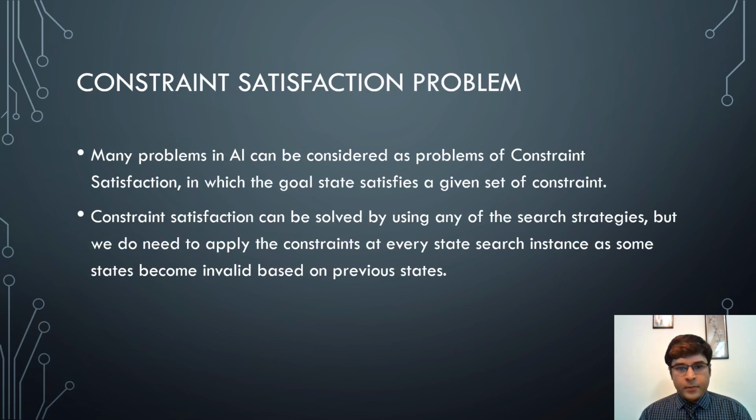So in this slide, we'll be learning constraint satisfaction problems. Many problems in AI can be considered as problems of constraint satisfaction, in which the goal state satisfies a given set of constraints. Constraint satisfaction can be solved by using any of the search strategies, but we do need to apply the constraints at every search instance so that the new search state space is correct. So what are constraints? This implies a set of rules to reach the next state from the current state.